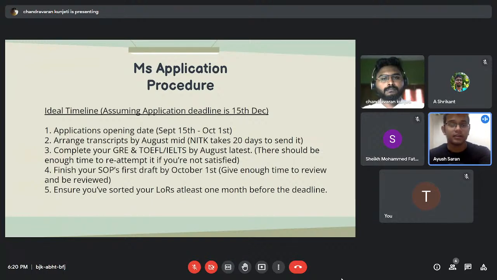And finally, yeah, the LORs are also a pretty important part of the application if you don't know already. They're pretty vital because it's the one thing that you have zero control over. Reason being that you can only ask your professors or your mentors to give you an LOR, and once they've said yes, it's just word of mouth, right?